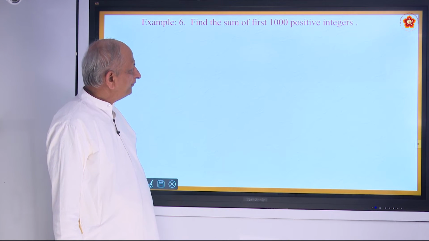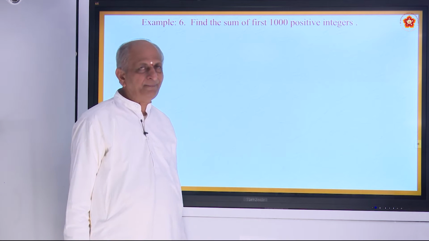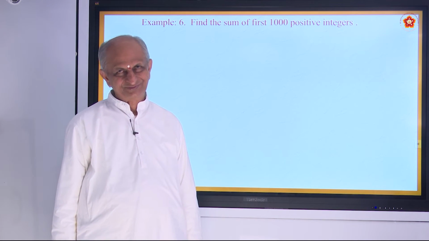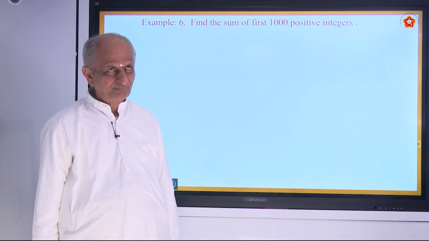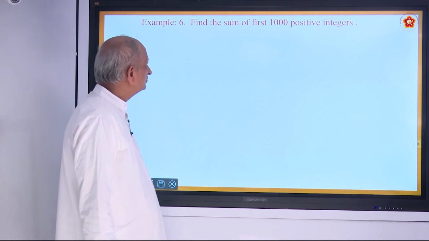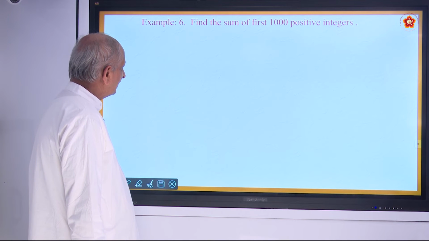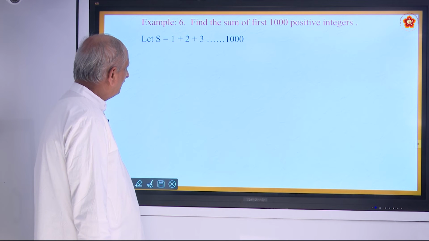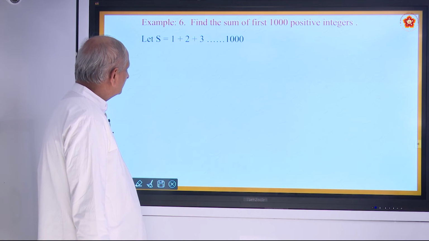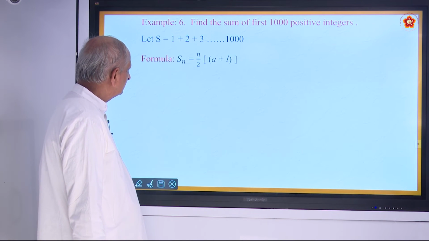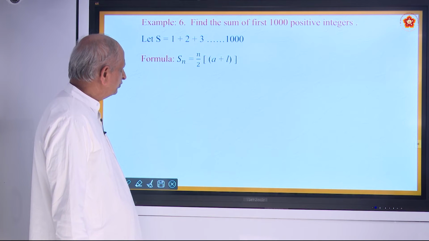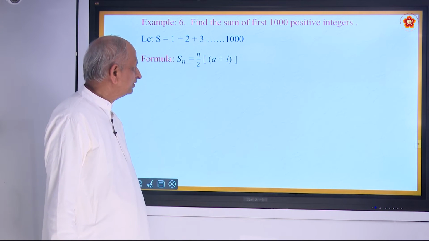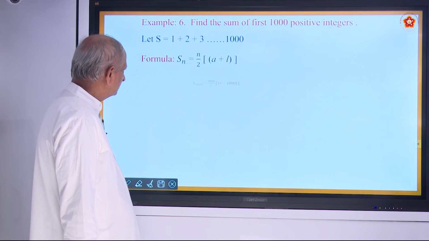Find the sum of first 1000 positive integers. You know integers, 1, 2, 3, 4 etc. You must take only positive. So 1, 2, 3, of course up to 1000, that is S. Sn is equal to n by 2 into a plus l, because first number is known, last number is known. Just apply it, you will get the answer.